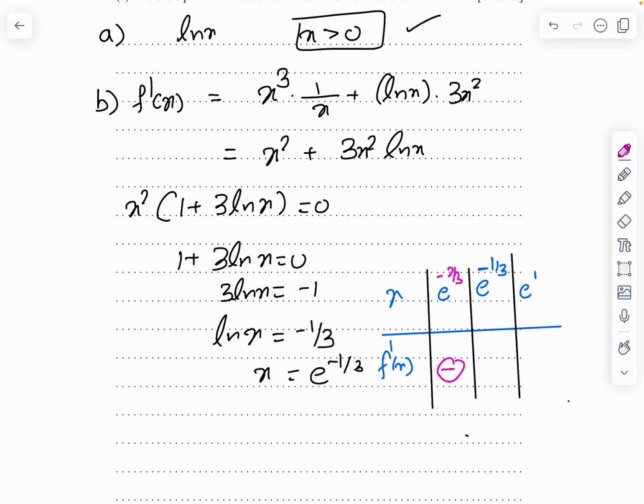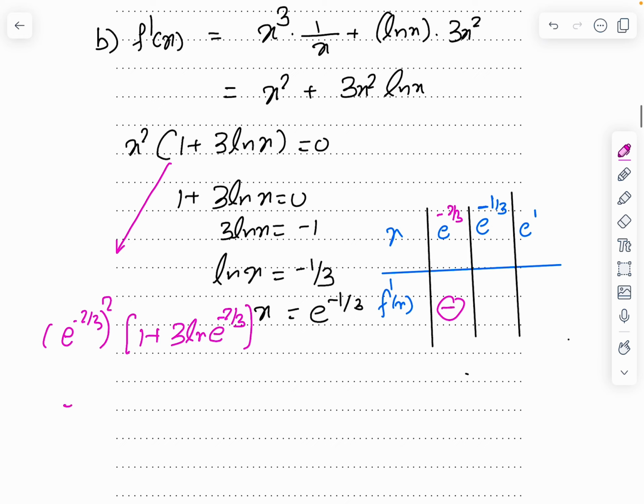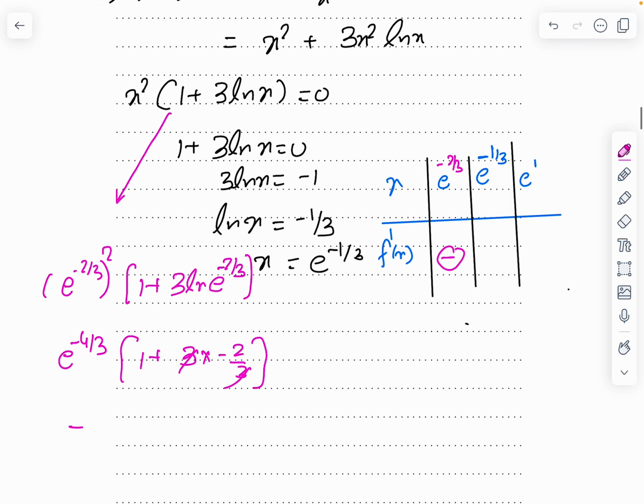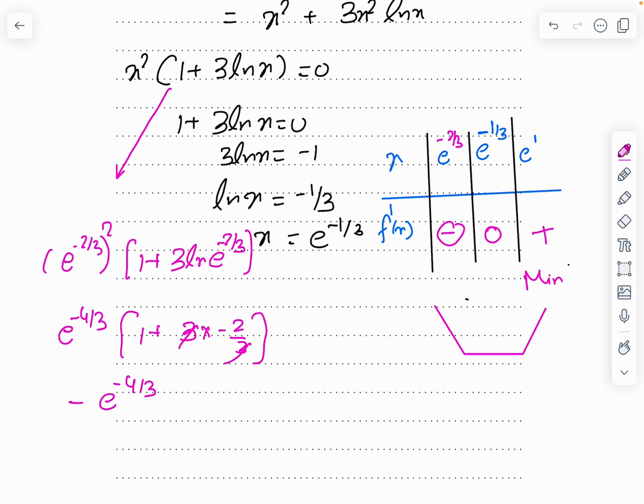Negative answer. We can see that over here, e power minus 2 upon 3 whole square times 1 plus 3 ln of e power minus 2 upon 3. So it becomes e power minus 4 upon 3 times 1 plus 3 times minus 2 upon 3. 3 gets cancelled, 1 minus 2 is minus 1. So minus e power minus 4 upon 3, which is negative. At e power minus 1 upon 3, it is positive. At 0, and at e power 1, it is positive. So it is negative, 0, and positive. So this is going to have a minimum value. So therefore, it is a minimum.